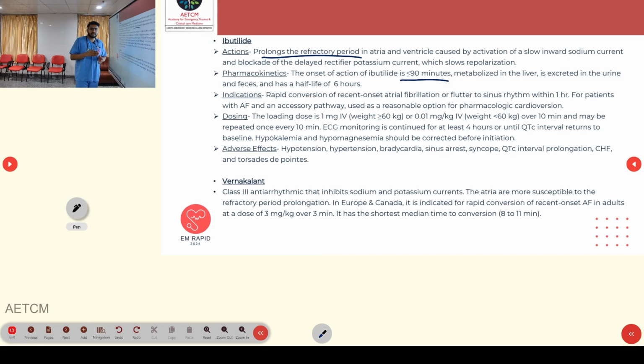These are also less commonly used in the ER, and its indication is mainly rapid conversion of recent onset AF or flutter to sinus rhythm within 1 hour. And for patients with AF and an accessory pathway, it is used as a reasonable option for pharmacological cardioversion. The dosing is around 1 mg IV for greater than 60 kg and 0.01 mg per kg for weight less than 60 kg. We have to give it over 10 minutes, and it is repeated once after 10 minutes.